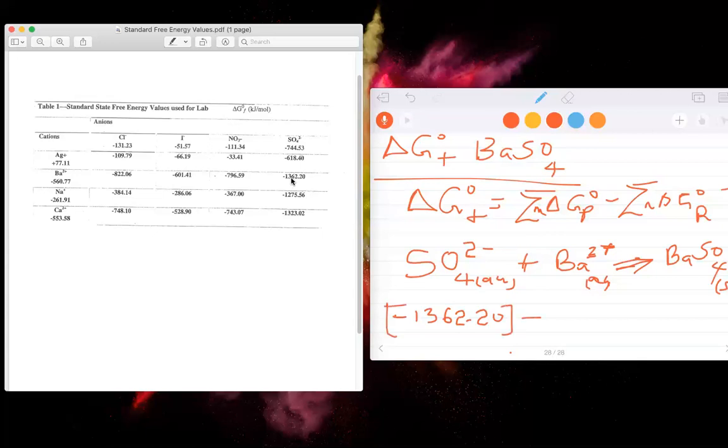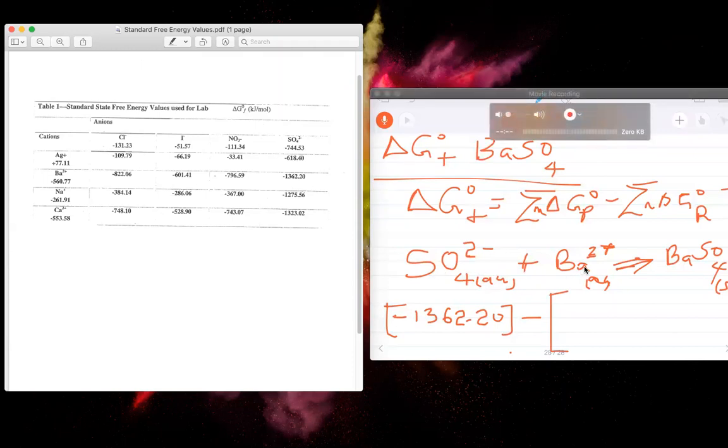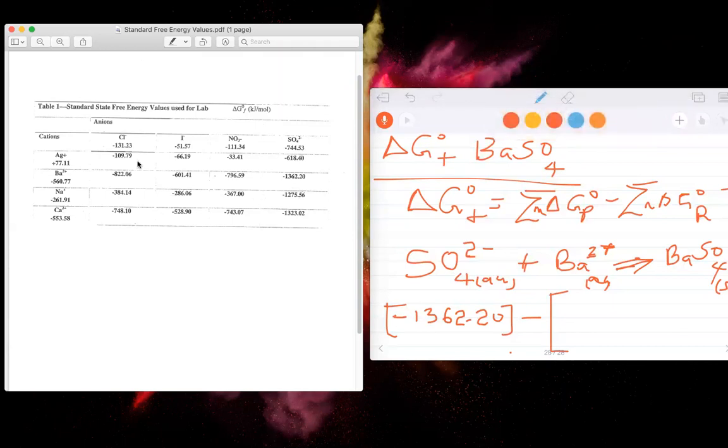If I add something else, like a coefficient of 2, then I'm going to multiply by 2. Reagent, all right, this is how you take care of the reagent. Look at what I have in parentheses, big bracket. My reactant is barium ion and sulfate ion. You have to look for barium right here. This is the value I have, and this is minus 560.77.